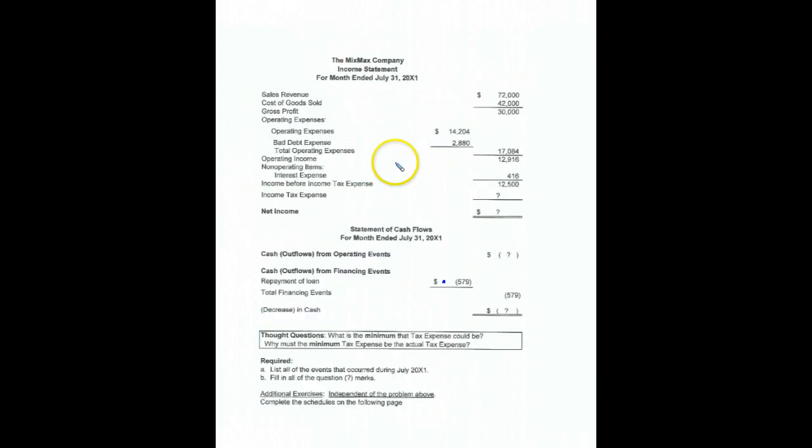Let's go to the income statement. There are two unknowns on the income statement, so I have to be able to solve for one in a different fashion other than just looking at the income statement. Well, net income: how could I solve for net income? We know that retained earnings has a beginning amount, net income causes it to go up, and dividends would cause it to go down to arrive at our ending retained earnings.